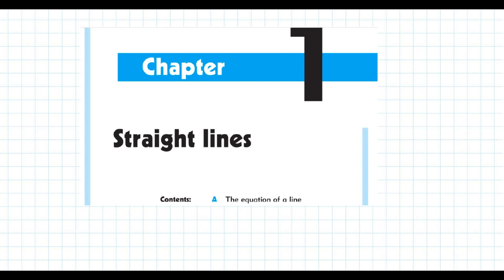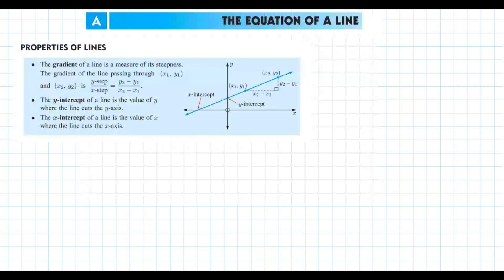First of all, we're going to talk about the equation of a line, and here we have the properties of this line. Here we have the gradient. The gradient concept of a line is a measure of steepness. The gradient of a line passing through two points, x1, y1 and x2, y2. As we mentioned, this is the first point and this is the second point.